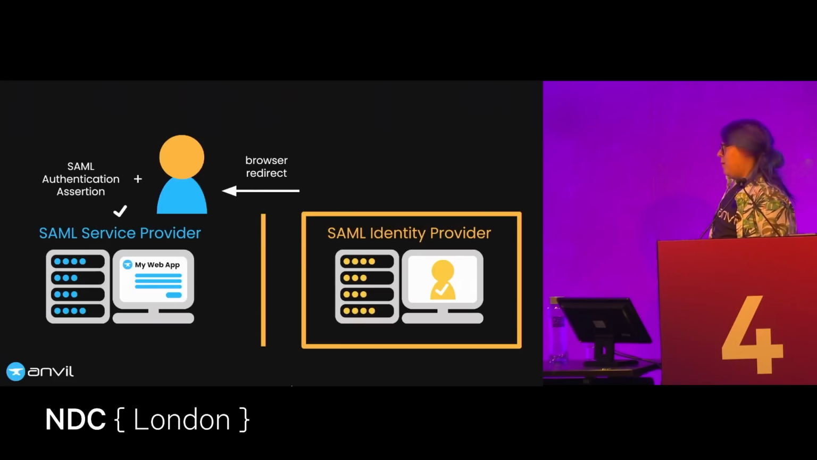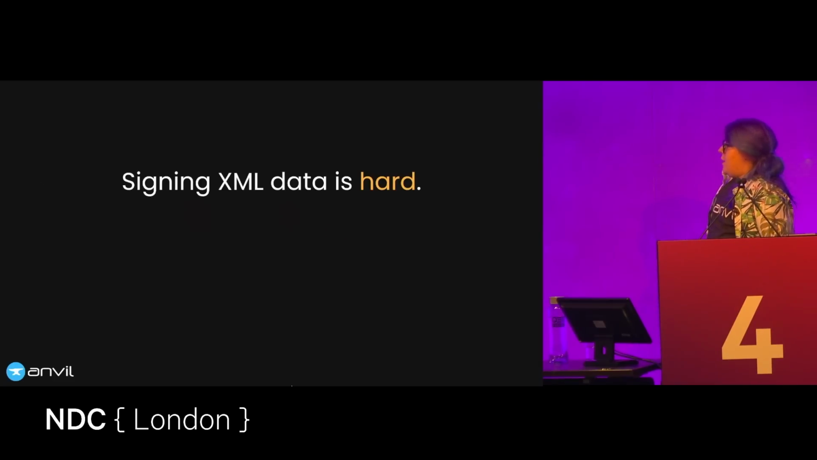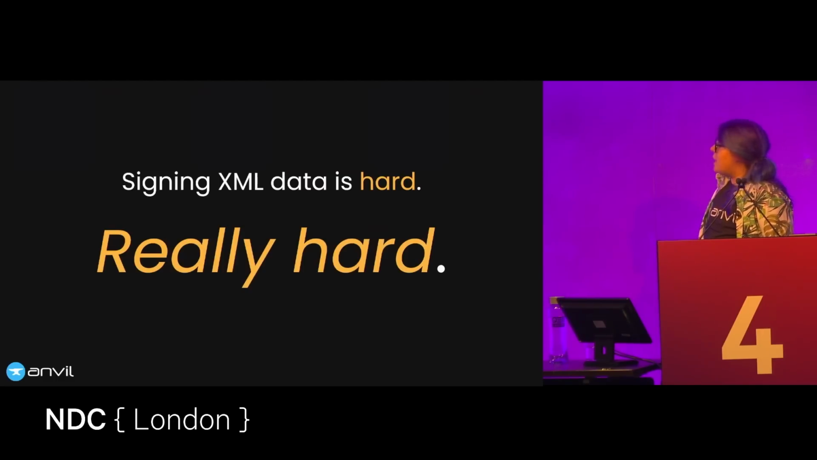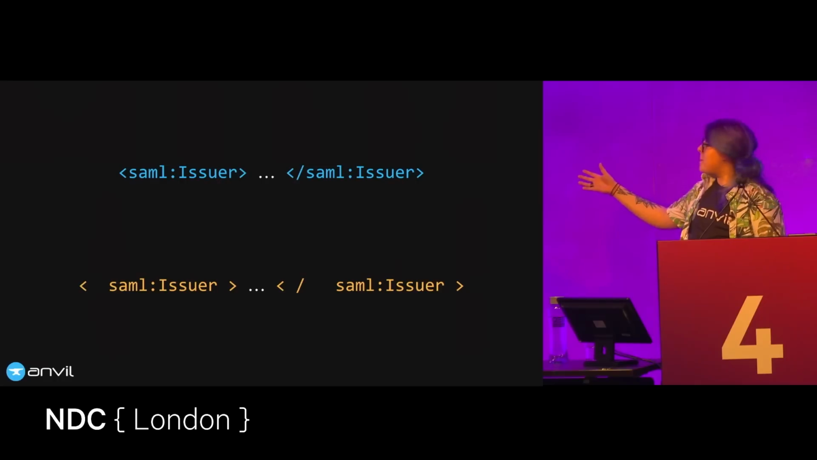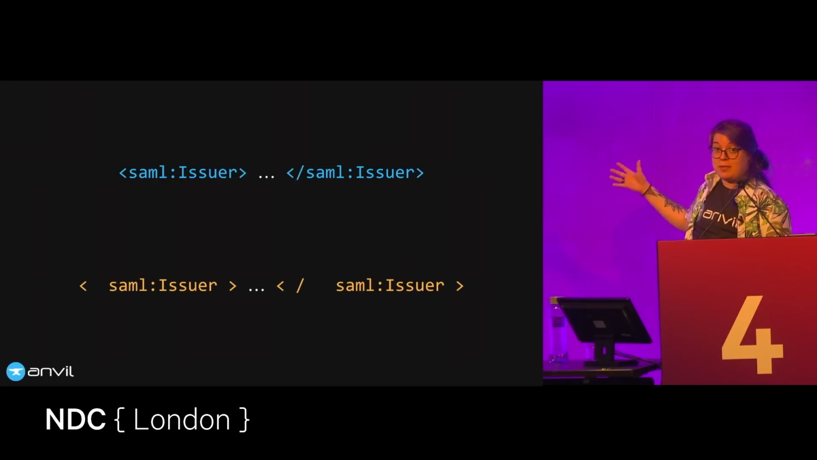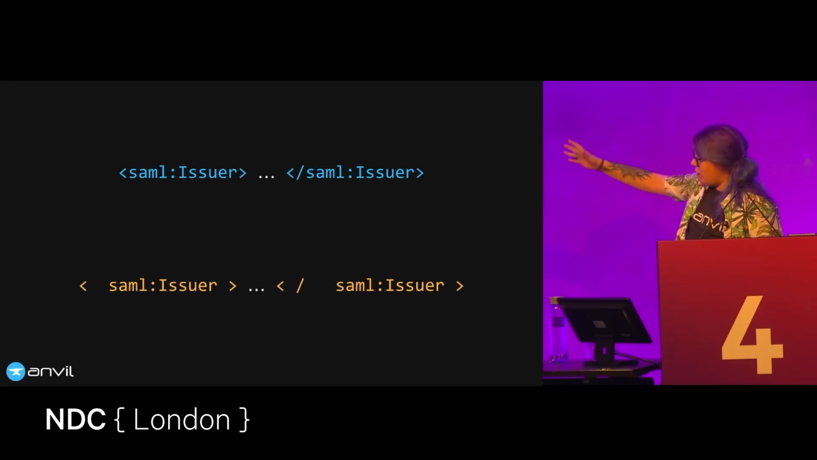However, SAML has some problems. Signing XML data, which you have to do because you should be cryptographically signing all of your communications, is really, really, really hard. And this is because cryptographic signing works over byte strings. And here are 2 byte strings. They represent the same data, right? But they're different. They've got different spaces.